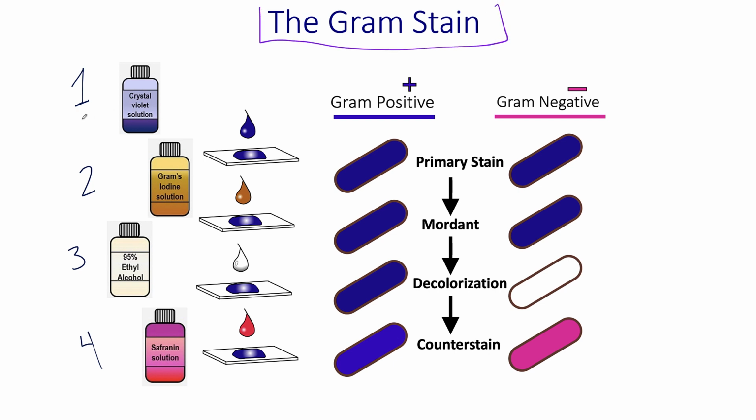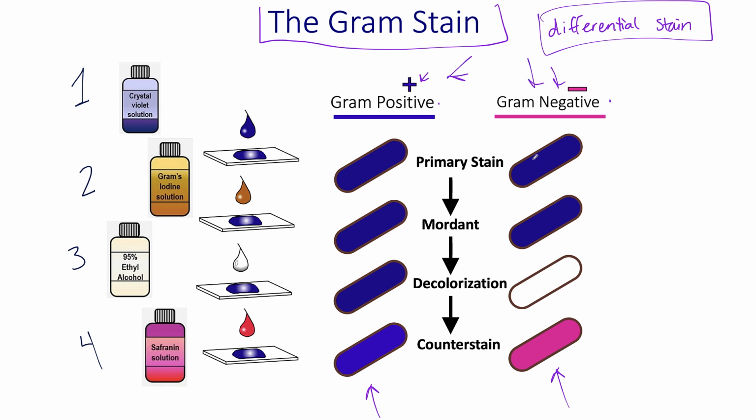There are 4 reagents, 1, 2, 3, 4, and you'll use them in this order to stain both gram-positive and gram-negative cells, okay? That's why it's a differential stain, because you are going to stain all cells with the same 4 steps, but at the end of it, if it has a thick peptidoglycan layer, it's going to stain purple, because it's gram-positive. If it has a thin peptidoglycan layer and an outer membrane, it's going to stain pink because it's gram-negative. Okay, that's why it's called differential stain, because it can differentiate between 2 types of bacteria.